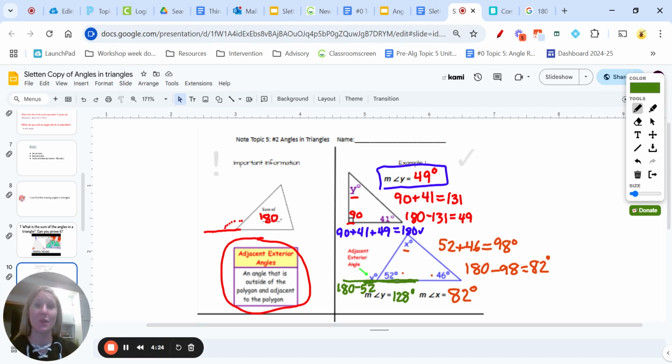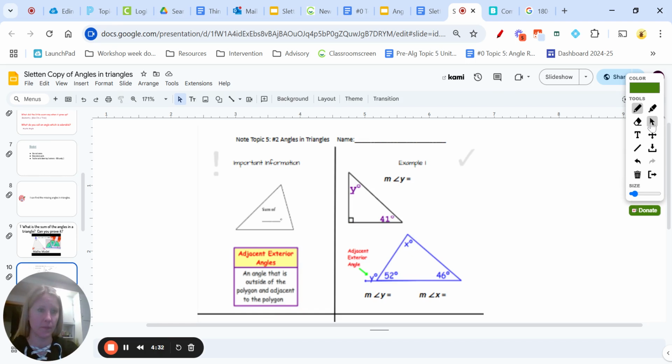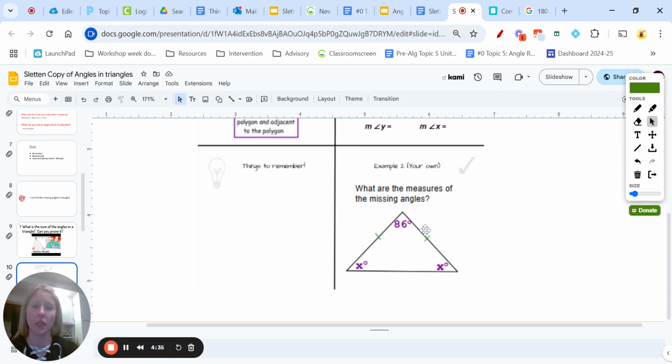Okay, we have one more example to do. Make sure you have all of this down in your notes. I'm just going to scoot down. I will post this video on Schoology too if you need to re-look at it later.